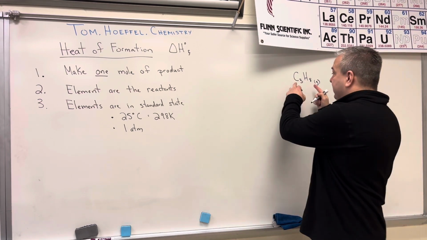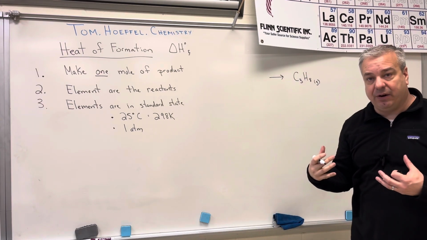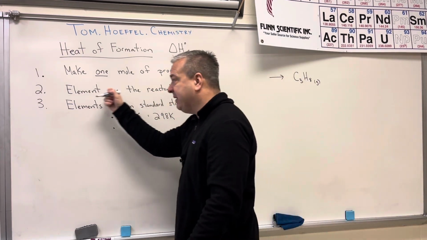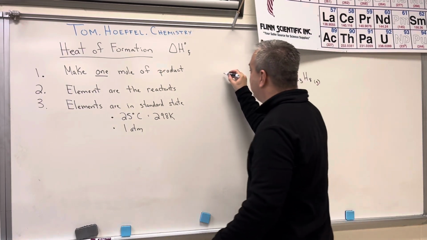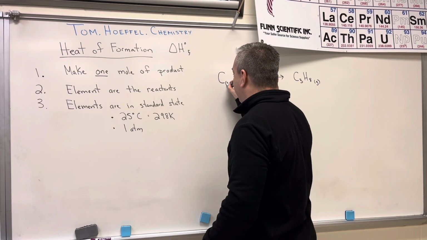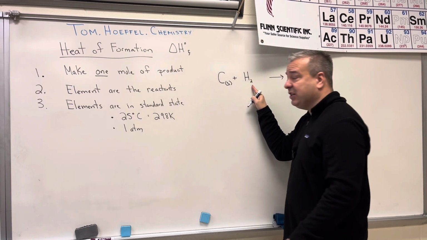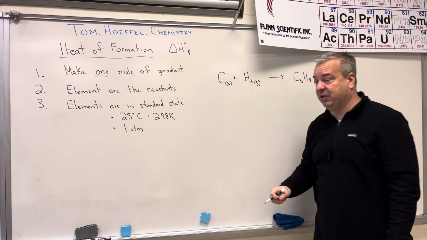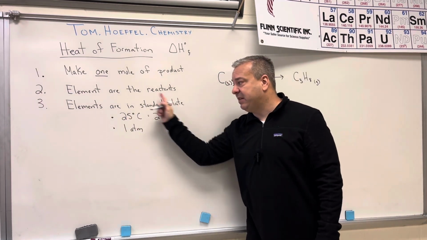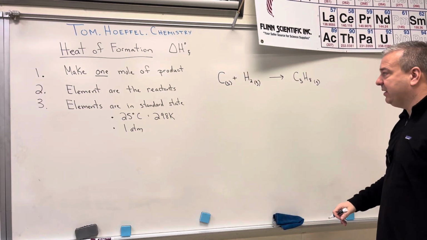This compound is going to be a product, so it's going to be on the right-hand side of the arrow. The reactants are going to be the elements that this compound consists of, which is going to be carbon, which is a solid at room temperature, and hydrogen gas. Hydrogen is diatomic, and it's a gas at room temperature. Remember, the elements are going to be in standard state, which is room temperature, or 25 degrees Celsius.